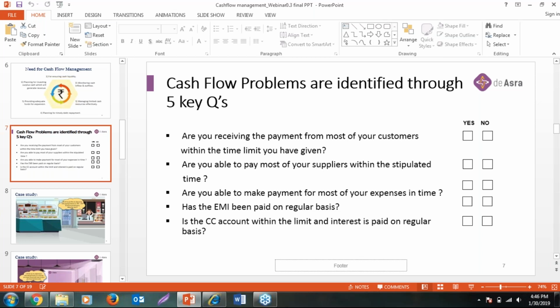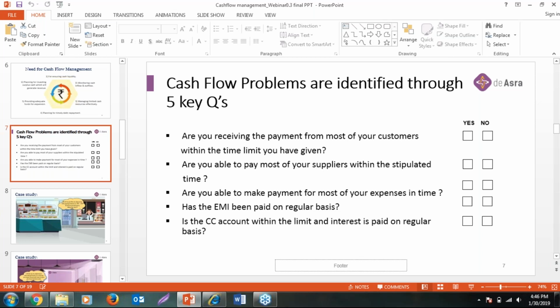So that needs to be checked. Again, about the term loan, the CC loan amount, as I said, we need to check that even. So to sum it up, these five questions will give you a fair idea where your business is lacking in terms of cash flow.